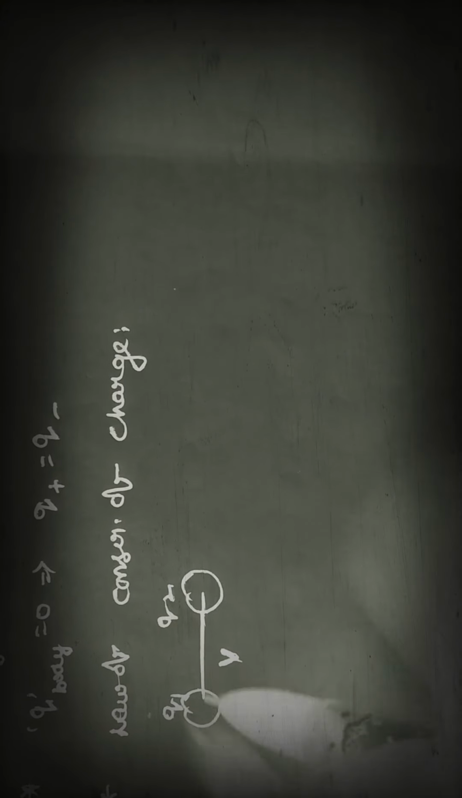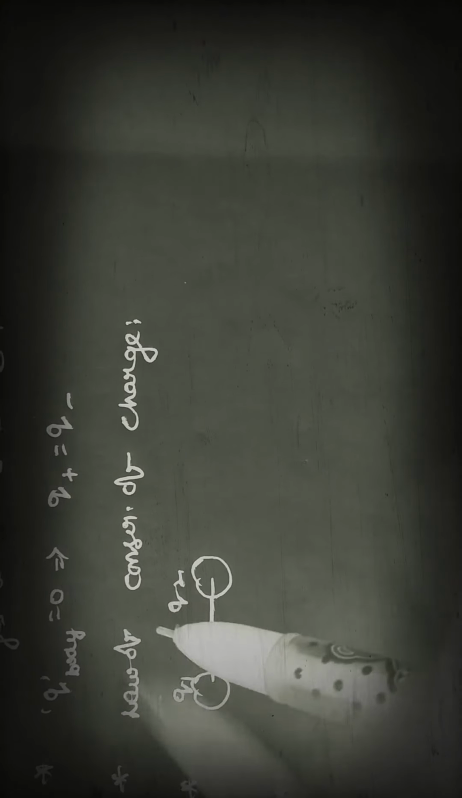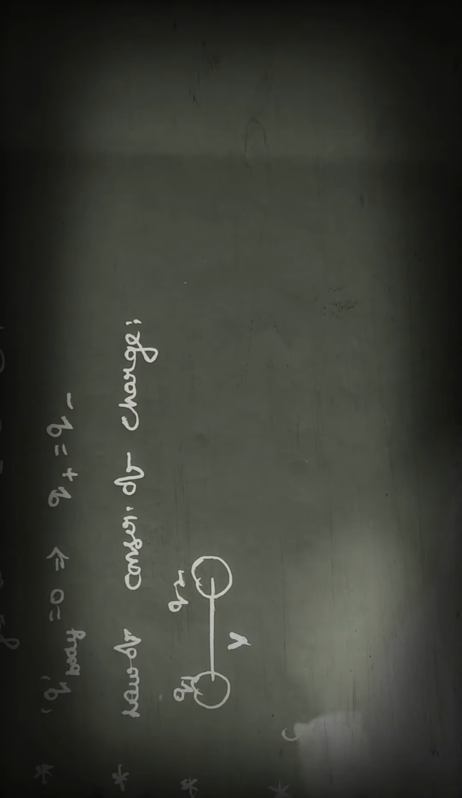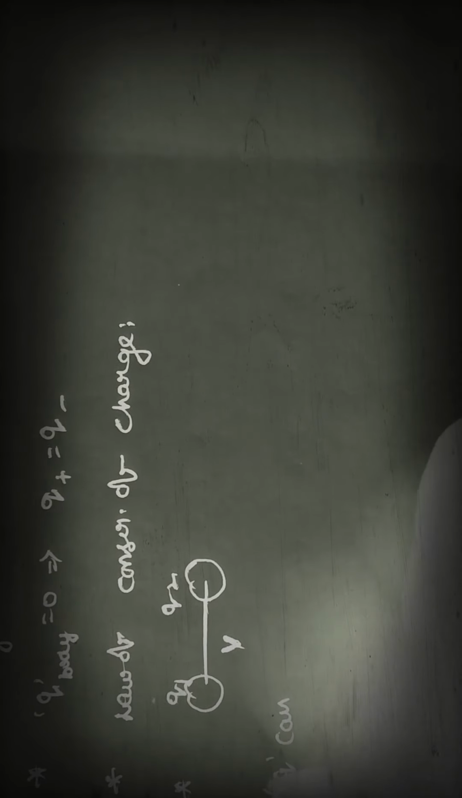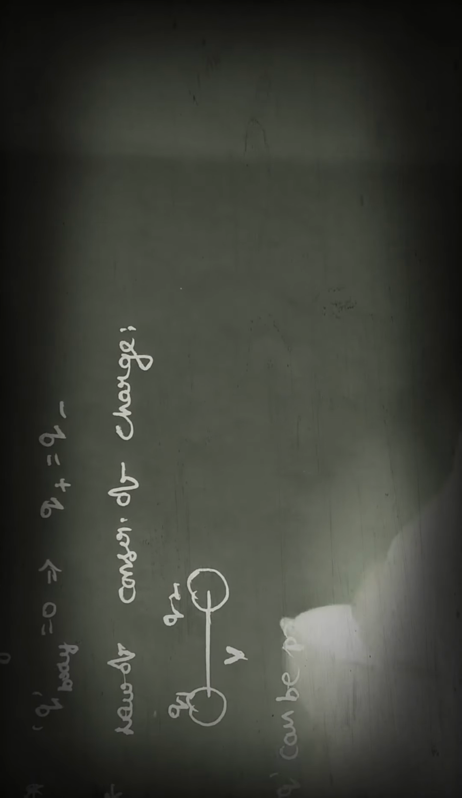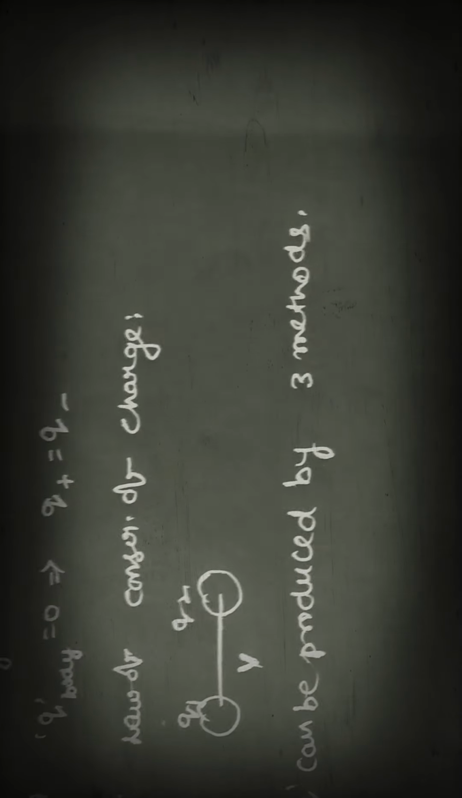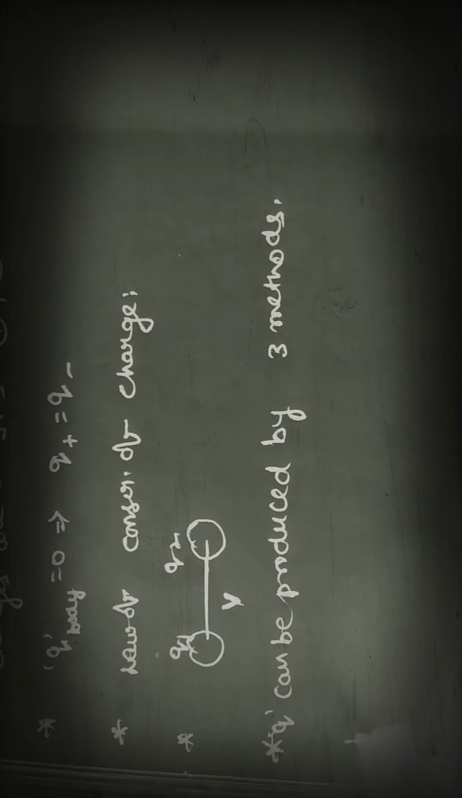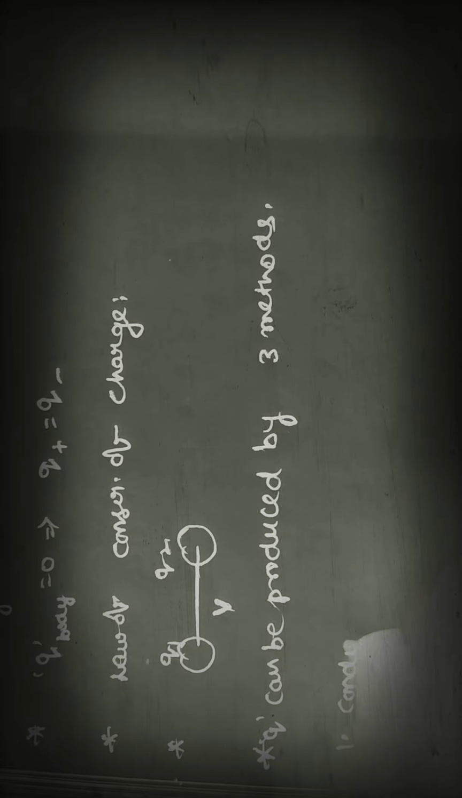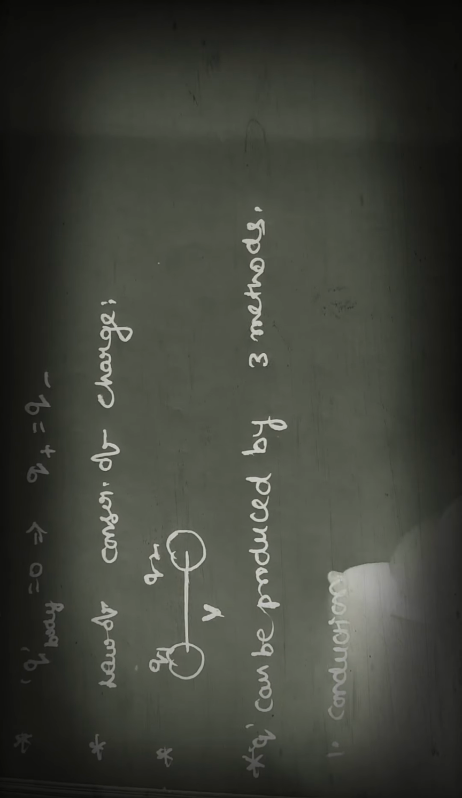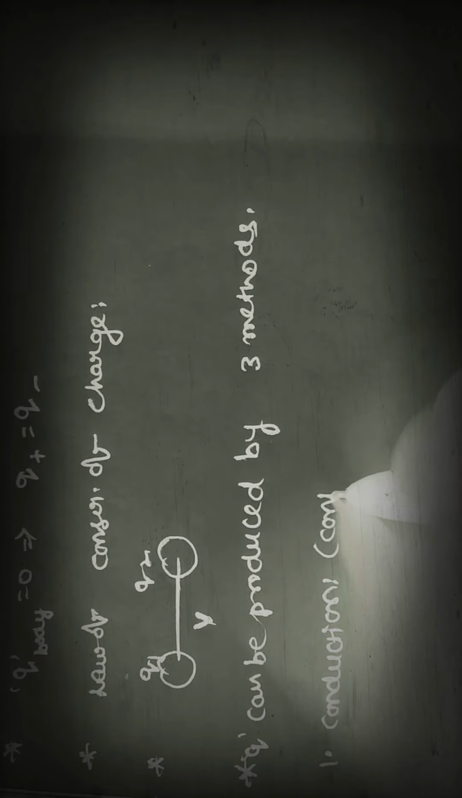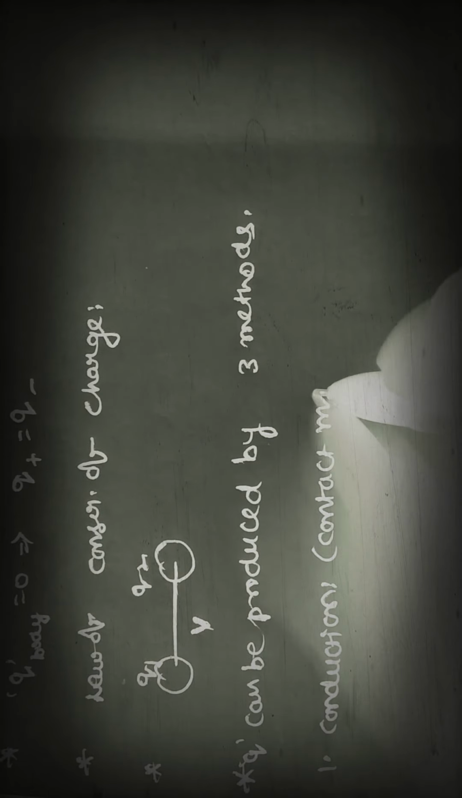Next, the charge can be produced by three methods. The first one is called conduction or contact method.